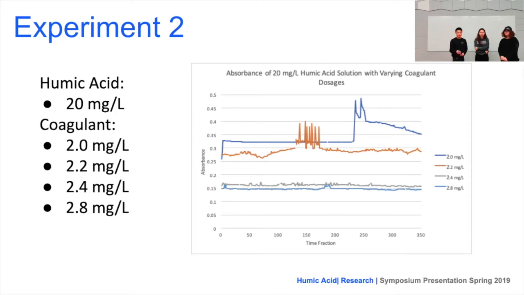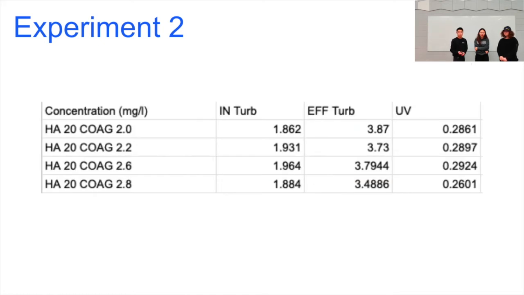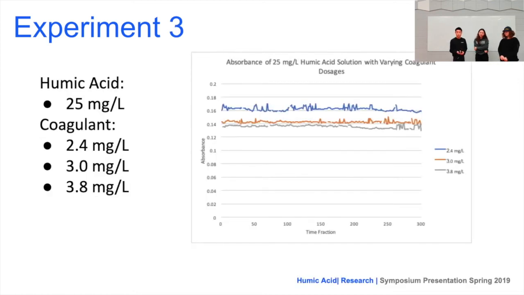So we determined that right around 2.8 would be the optimal dosage here for a 20 milligrams per liter solution of humic acid. And this is a table with the same results. Our data was collected at a steady state value that we determined once we saw flocs form in the recirculator. So for experiment 3, we found similar results.